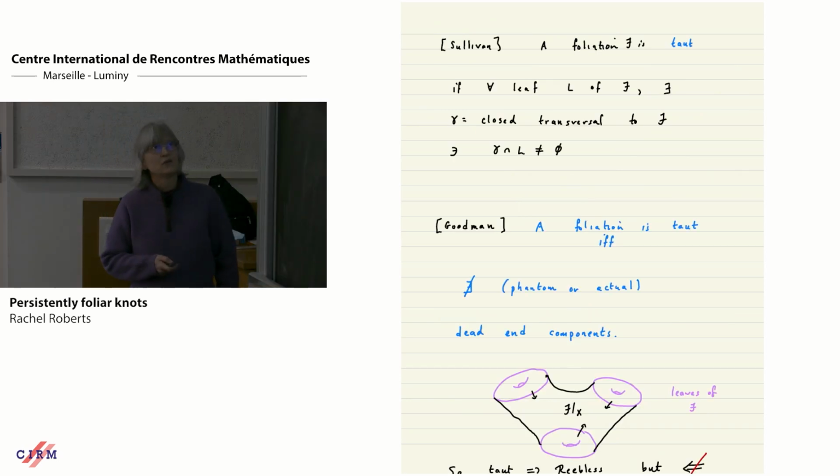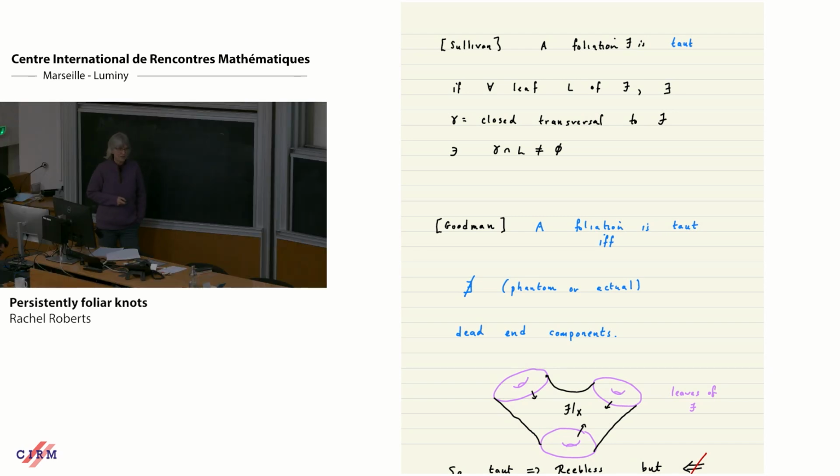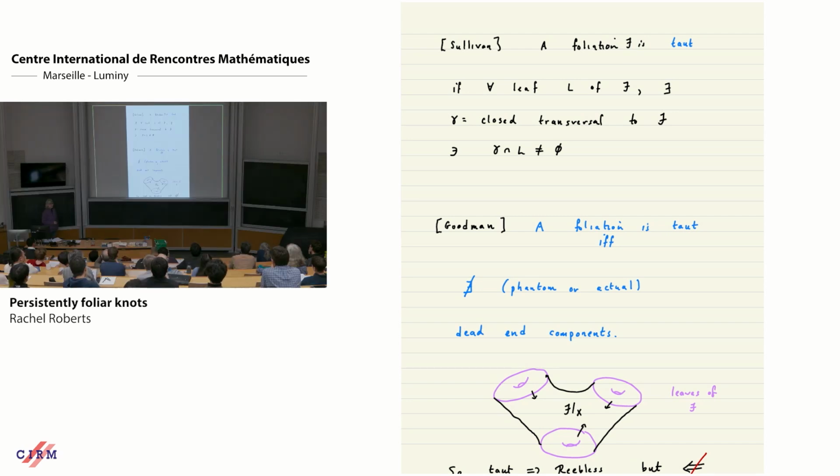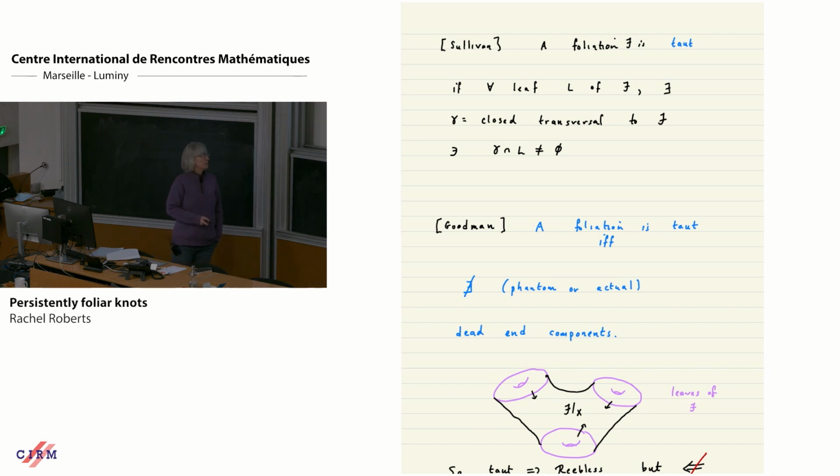And I'm going to be kind of sloppy, unlike Thomas, and just say that a foliation is taut if for every leaf L there is a closed transversal to F that meets the leaf. And that's equivalent to there being a single transversal that sees every leaf. And Sue Goodman tells us that a foliation is taut if and only if there don't exist dead-end components. So you should think about dead-end components as being generalizations of the Reeb component.